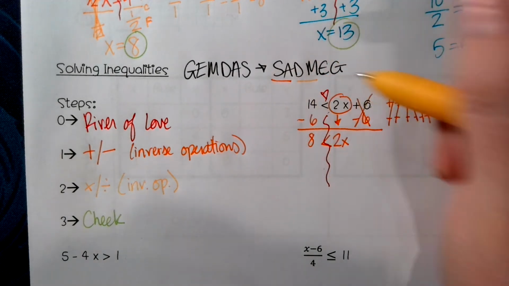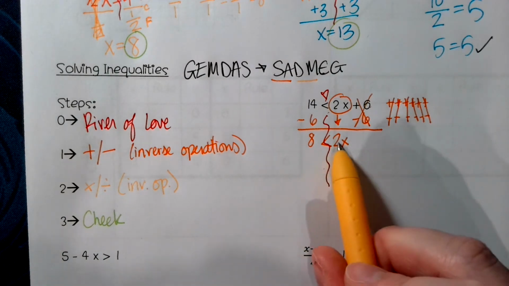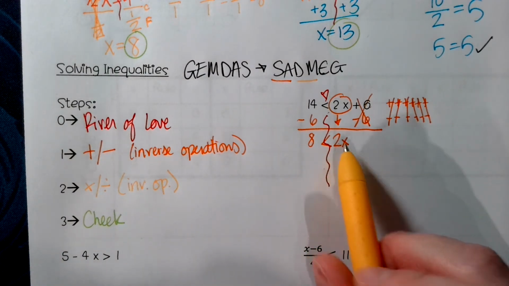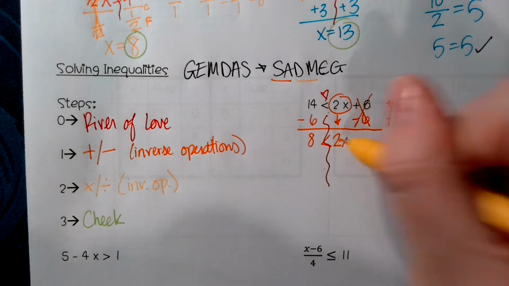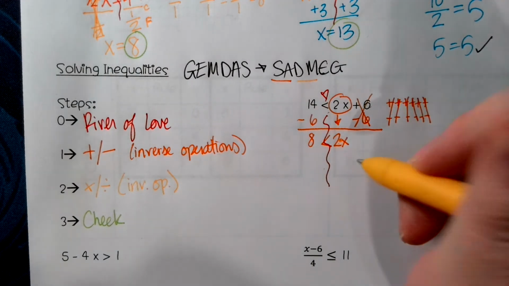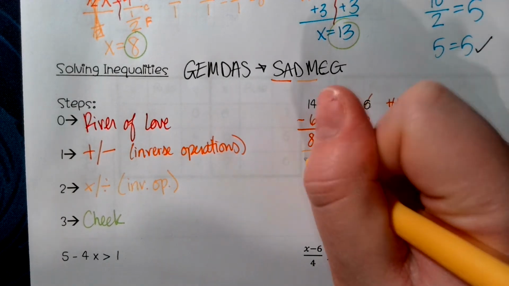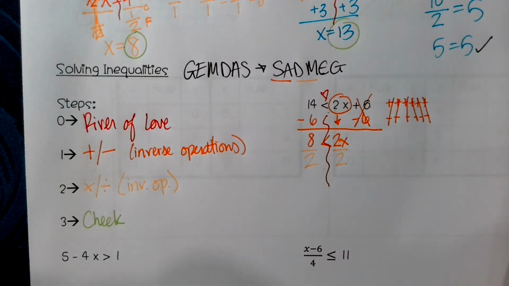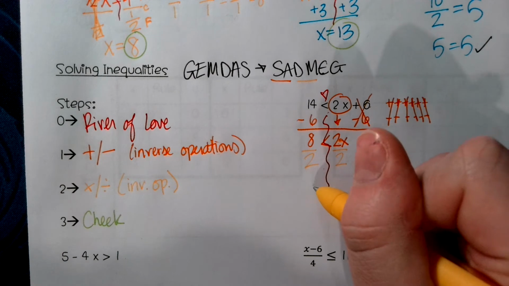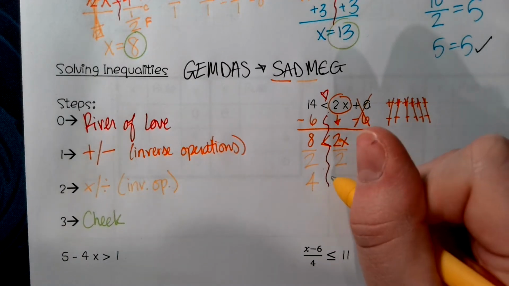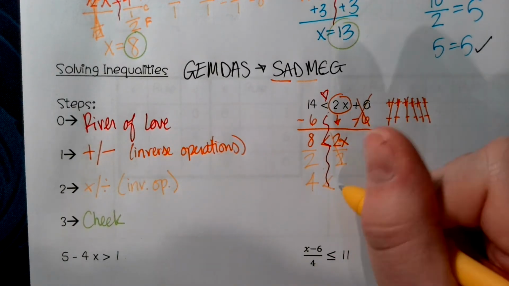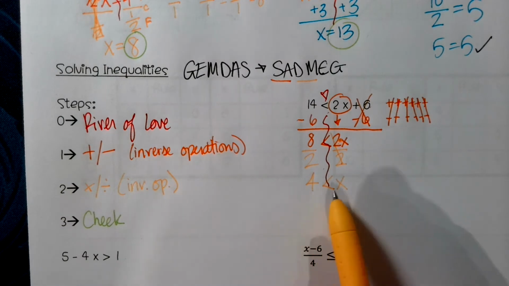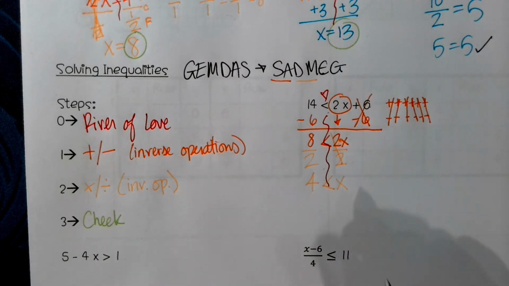Then we need to divide and multiply. Again, when they're side by side, what operation is that? That is multiplication. So I need to divide both sides by 2 because I want to get x by itself. What's 8 divided by 2? 4. The 2's cancel, so we're left with x. We should get 4 is less than x.